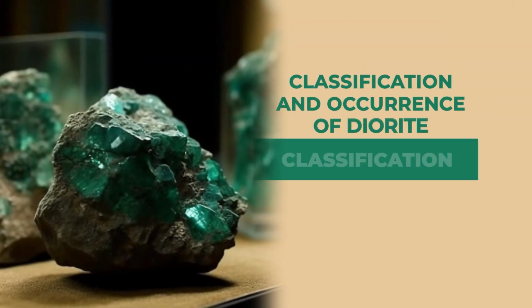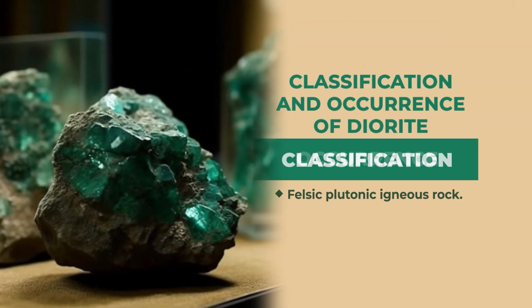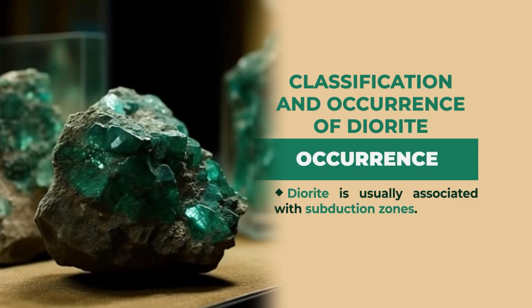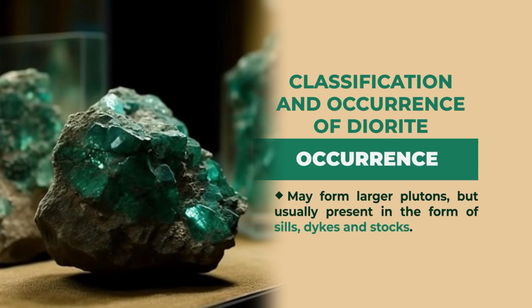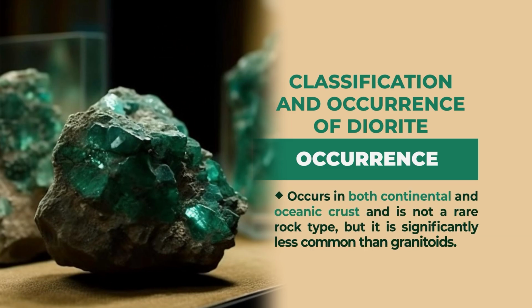This is a felsic plutonic igneous rock. Diorite is also usually found associated with subduction zones. They may form larger plutons, but usually are present in the form of sills, dikes, and stalks. It occurs in both continental and oceanic crust and is not a rare rock type, but is significantly less common than the granitoids.